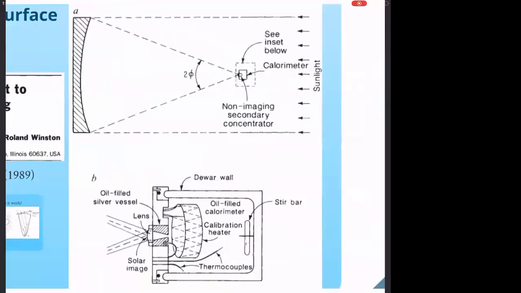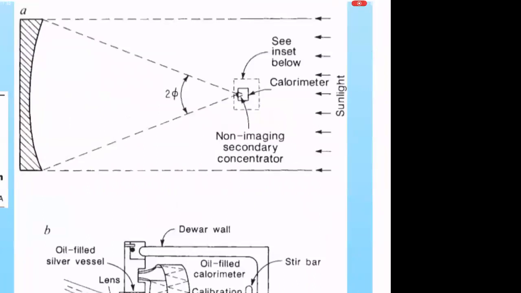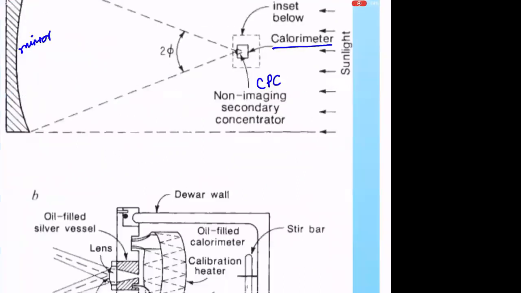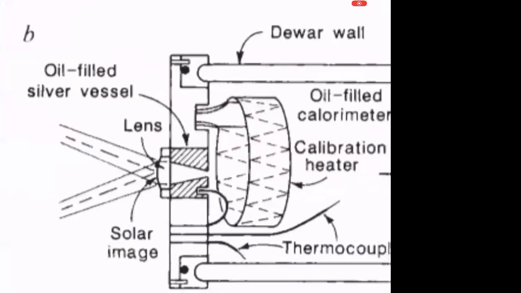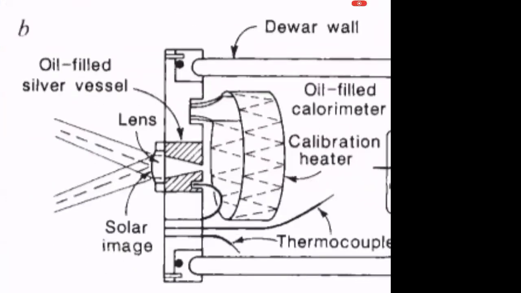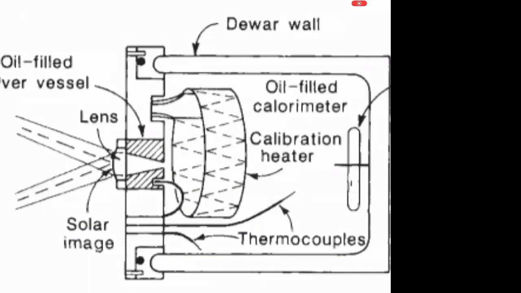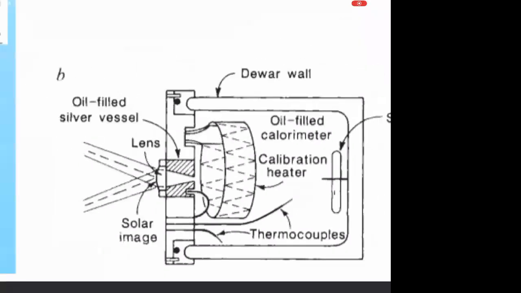And what they did is that here they put, so this is exactly the same as before. You have the mirror, and this is the CPC, essentially. And they have a calorimeter to measure the temperature. And you can see some details here. So this image of the sun is formed here, but because they can fill it, there's a lens to collect the light onto the calorimeter and then measure the temperature.